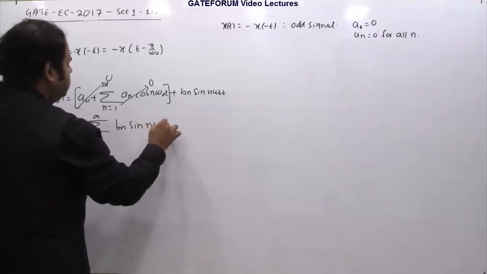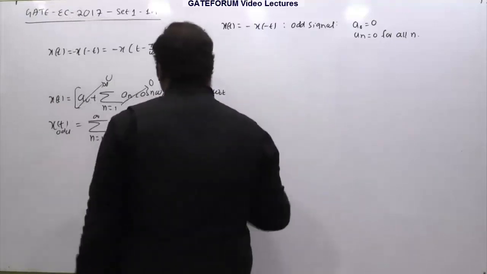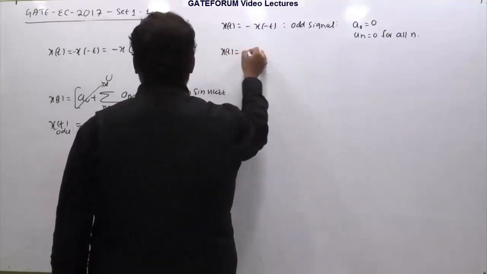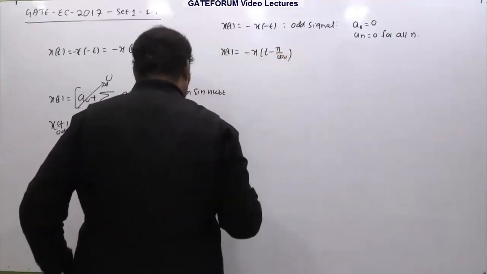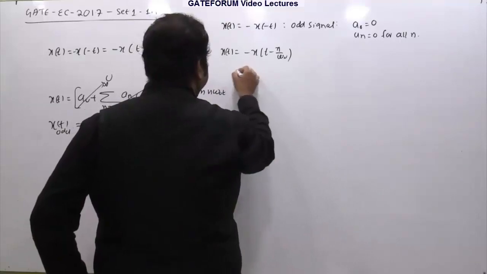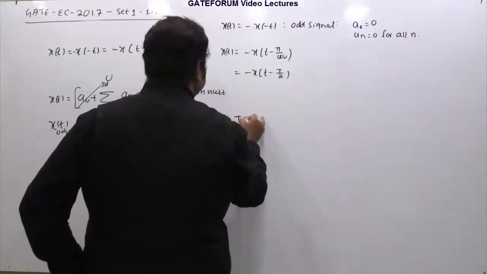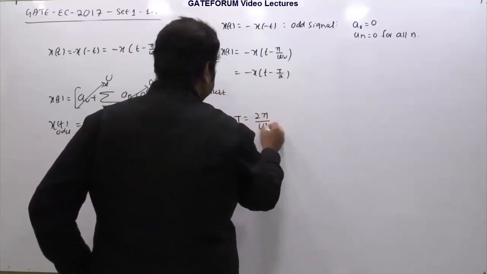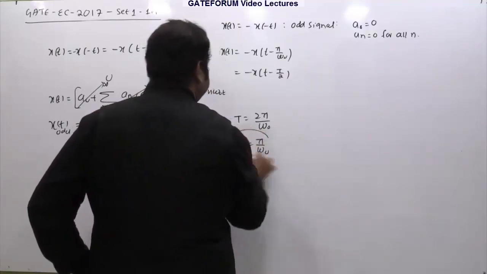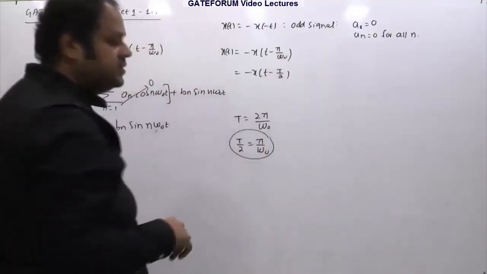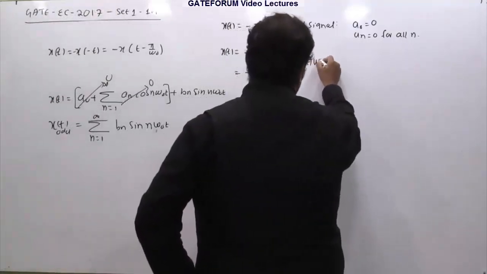So I would have stopped here provided this condition would not have been given. But now one more condition is given, that is x of t is equals to minus x of t minus pi by omega naught. Actually, you know very well, this is equivalent to saying this is minus x of t minus T by 2, because T is given by 2 pi by omega naught, right? So T by 2 would be pi by omega naught. So wherever I have this pi by omega naught, I have substituted here, it is T by 2. So this is the condition for half-wave symmetry.